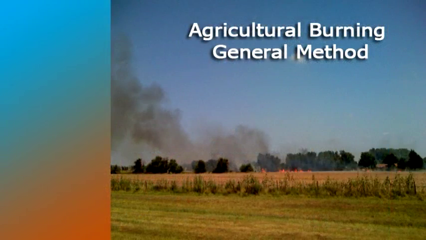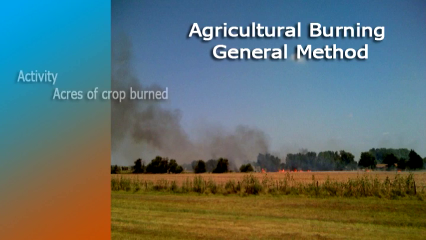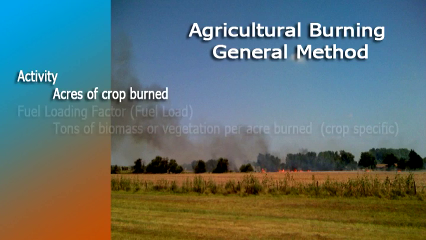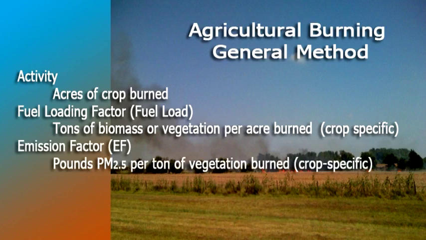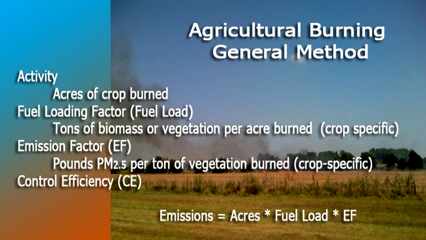Let's discuss agricultural burning. The National Emission Inventory is evaluating ways to estimate each fire individually, beginning with version 2 of the 2008 NEI. This requires estimates of the acres of crop burned, the fuel loading in tons of biomass or vegetation per acre burned, and an emission factor, which is related to the way the fire is ignited and whether it burns into or against the wind. The general form of the emissions equation is emissions equals acres times fuel load times emission factor.